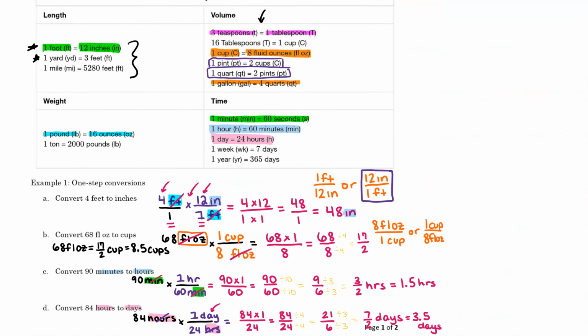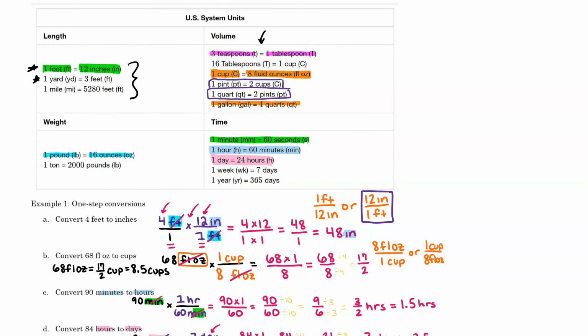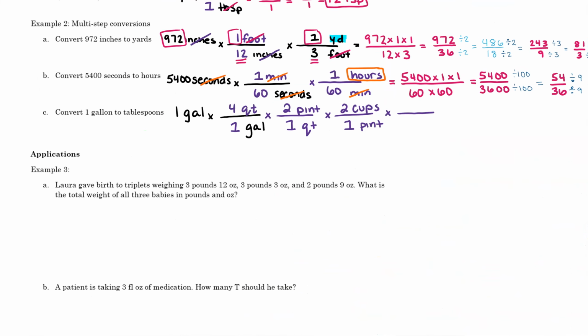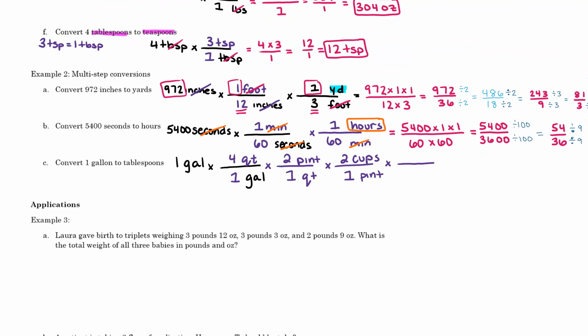Now let's look to see how we could get from cups. Well, hey, look at this. It says 16 tablespoons equals 1 cup. So I've got to cups. Now I can jump to tablespoons. Booyah. So 1 cup is 16 tablespoons.